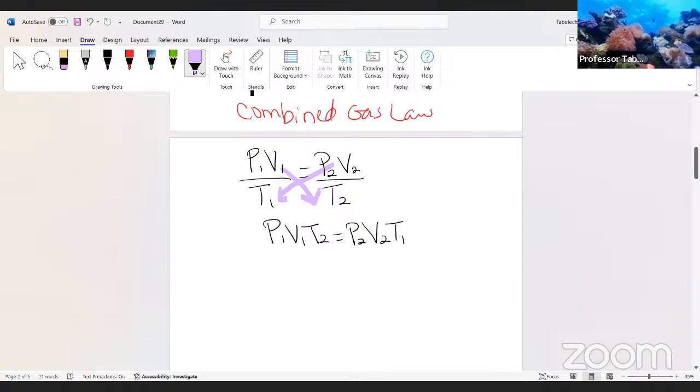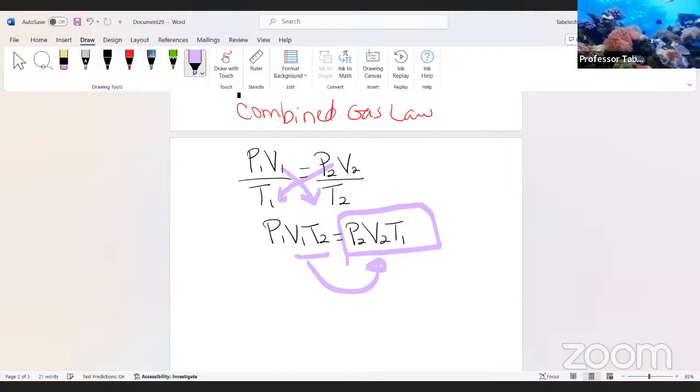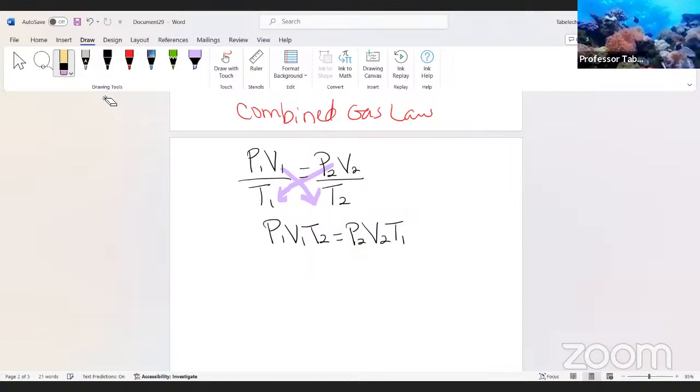Now, here's the thing though. If I want to get, let's say, the formula for P1, all I have to do is multiply these three variables here, and then divide by these two, okay, while you're looking for P1. But I will show you guys that as we get to problems of this nature.